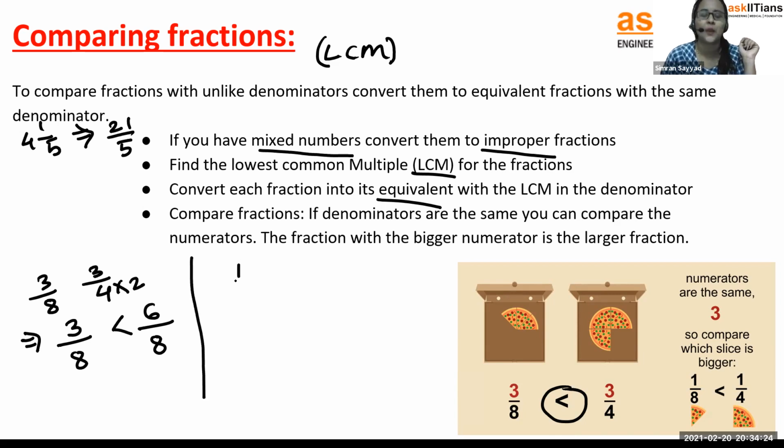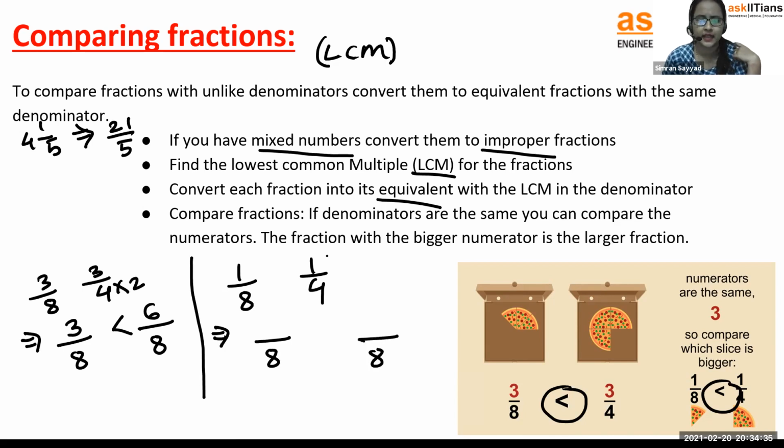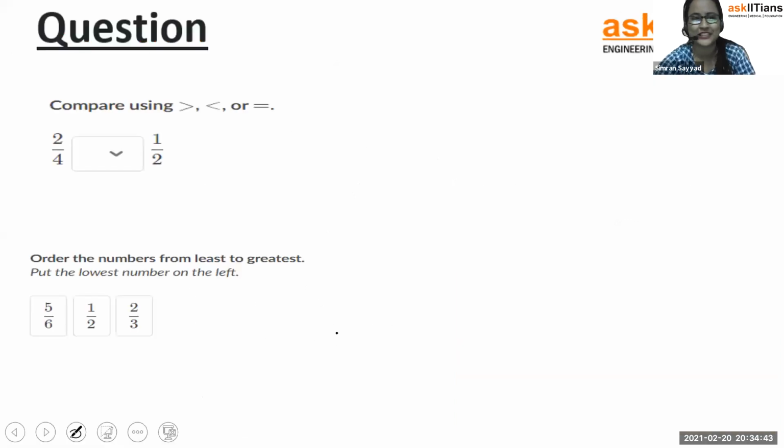Perfect. Now what about the other one? 1 by 8 and 1 by 4. They say 1 by 4 is greater. Again, let's check the LCM. What's the LCM? Again 8. So 4 times 2 is 8, so this is 1 and this is 2. Yes, I can say that 2 by 8, which is nothing but 1 by 4, is greater.